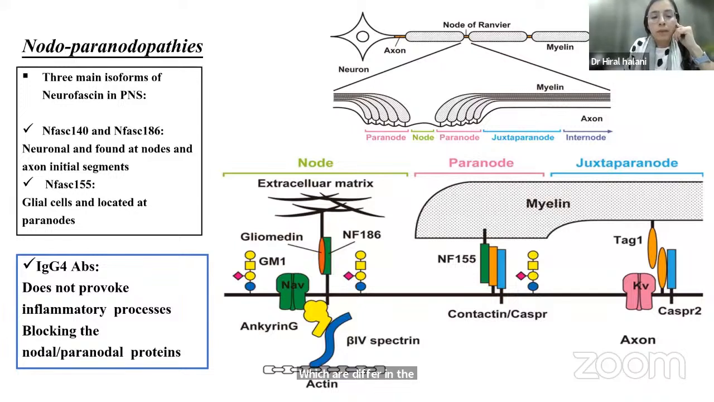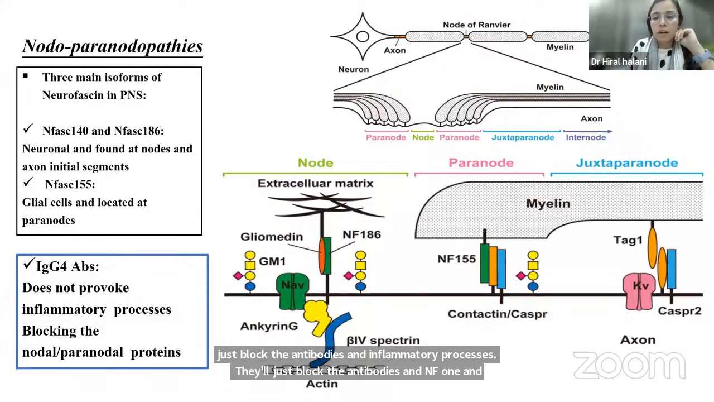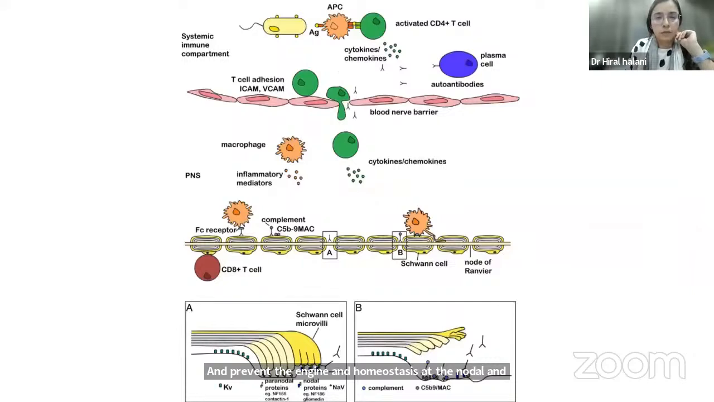They will not provoke macrophage-induced phagocytosis. They will not provoke classical complement deposition and inflammatory processes. They'll just block the antibodies at NF155 and 186 and prevent the ion channel homeostasis at the nodal and paranodal region. And hence the treatment strategies here will differ.